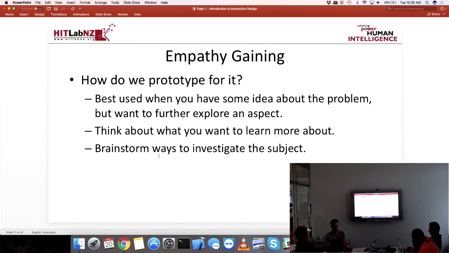If you see someone do something you don't understand, why did they do it that way? Is that the way they're supposed to do it? Is that the way they've learned to do it? Because they've been working around some other latent problem that isn't immediately obvious. And brainstorming ways to investigate the subject as well.